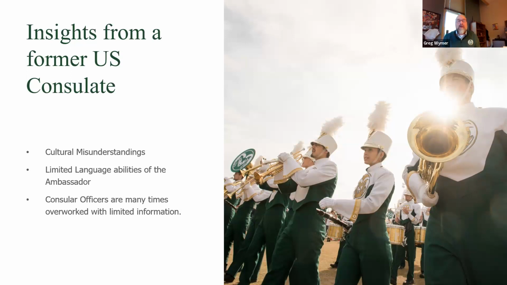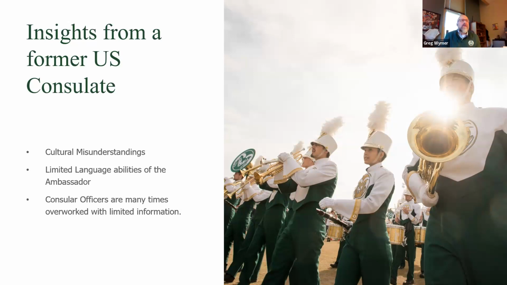Limited language abilities of the officer. So again, this is why we ask you not to try to speak to them in the local language, because they go through intensive language training, but that may not be enough for them to fully understand all aspects of the local language. It takes many, many years to become fluent in a foreign language. And so that's why we tell you just speak to them in English. That will avoid any miscommunications from a language standpoint.